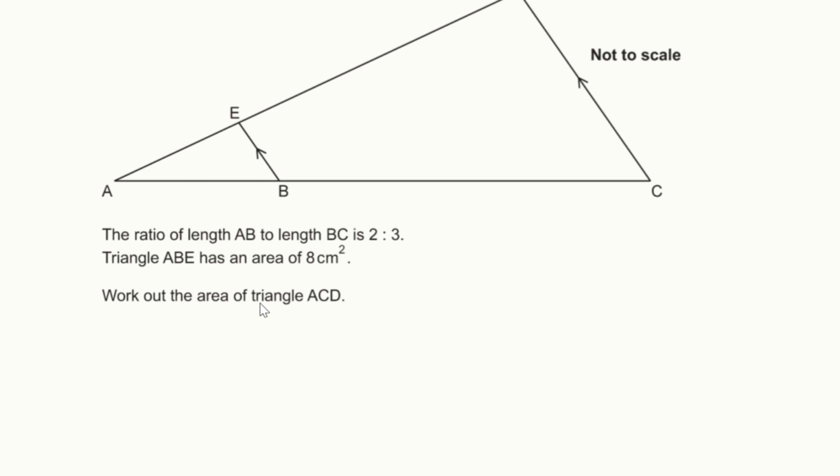Now for this we need to recognize that these shapes are similar. From here we can see that AB is 2/5, and the reason I say 5 is because 2 plus 3 gives 5 parts. So AB is 2/5 of BC.